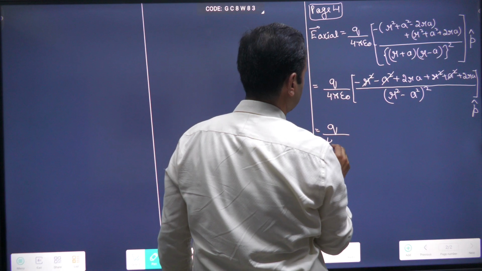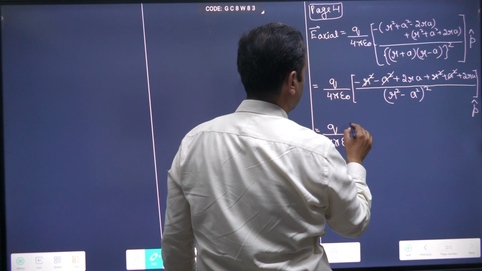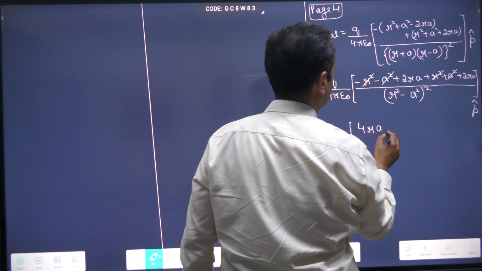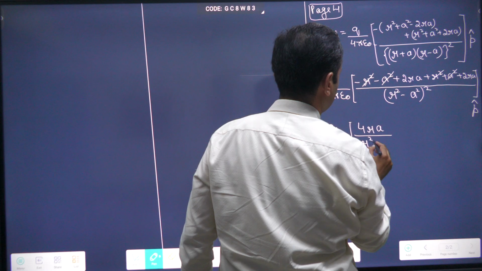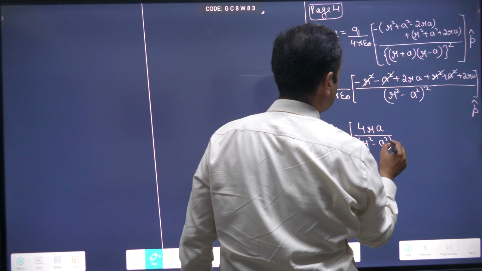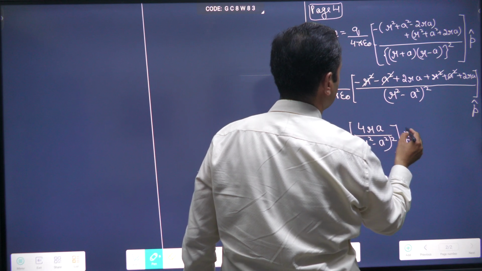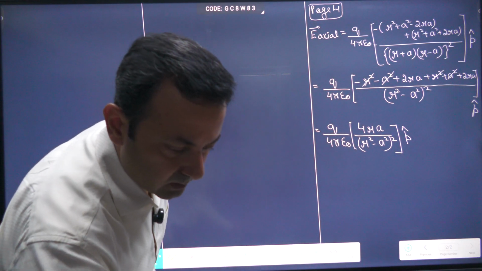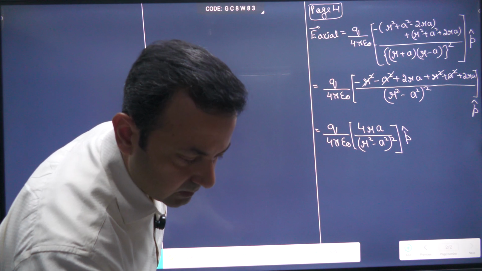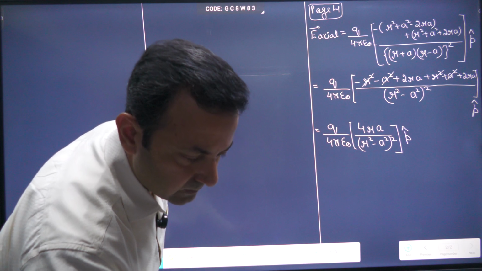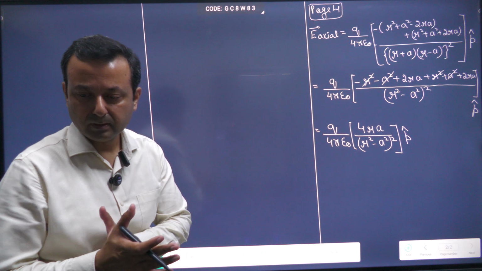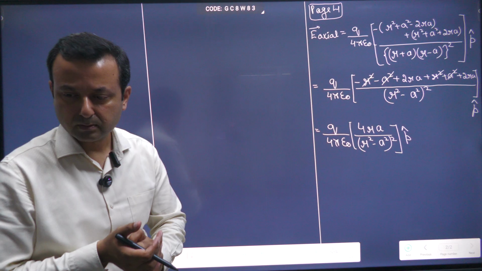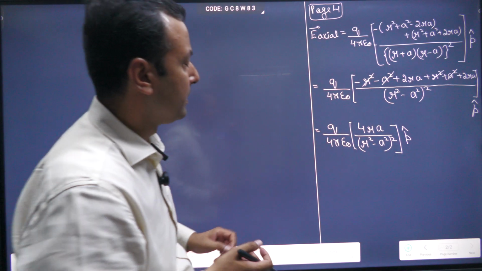So q upon 4 pi epsilon naught, 2ra plus 2ra is 4ra upon r square minus a squares whole square p cap. Is it clear? Yes, okay.